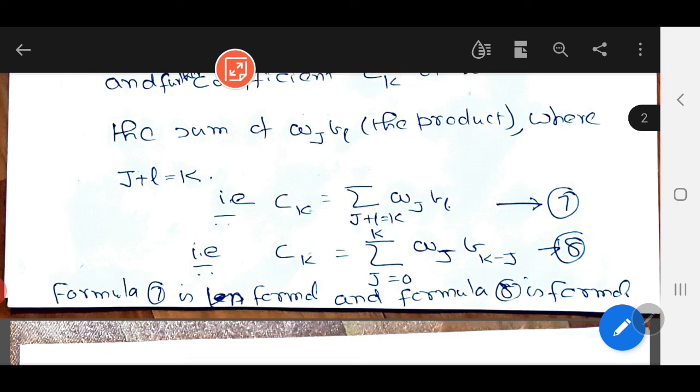Now we will try to formalize it. Formalizing, Ck is equal to the sum over j equal to 0 to k of Aj into B(k minus j). We have for Ck two representations, one is 7 and the other is 8. Here representation means a formula. The first version in 7 is an informal representation, while the second version in 8 is more formal.